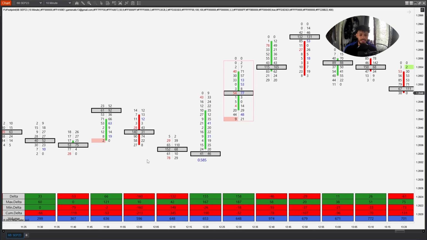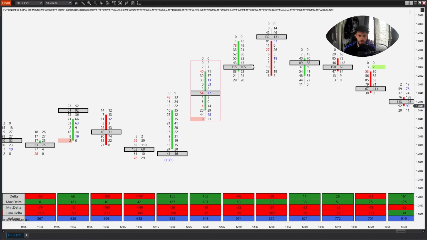Now, if we take a look at this example right here, where you see the delta, let's take a look at the net delta. As we move along, we have a candle of 155 delta, 158, then we see this green candle. It's a positive candle, right? It's a bullish candle, but the delta is minus 46. The next candle is minus 29. What is this showing me?